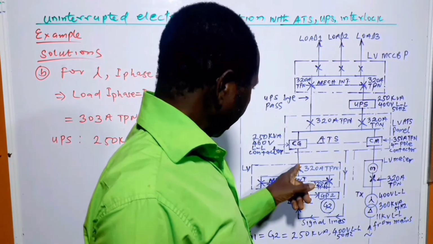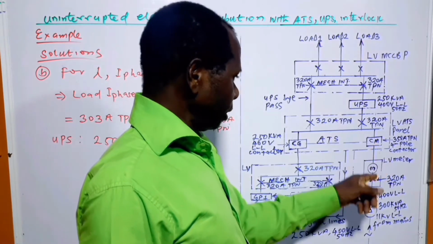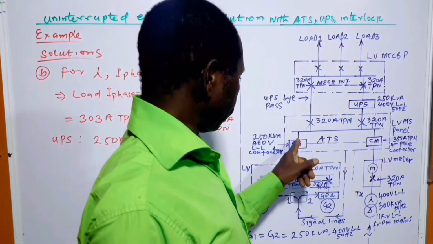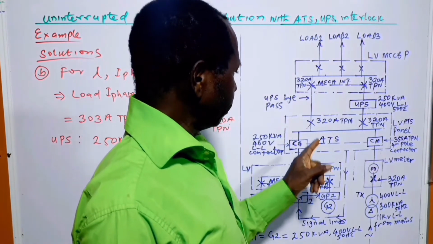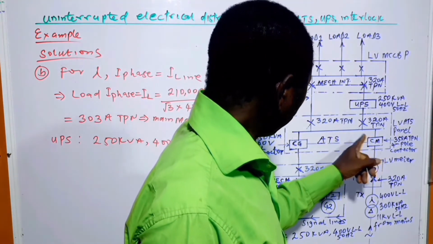When this contactor is energized, this one is de-energized. When this one is energized, this one is de-energized. The 2 of them cannot be energized at the same time. All right. So we move on.